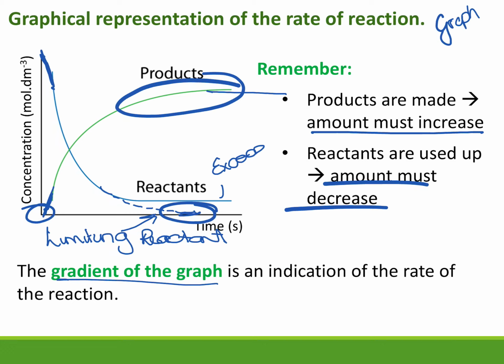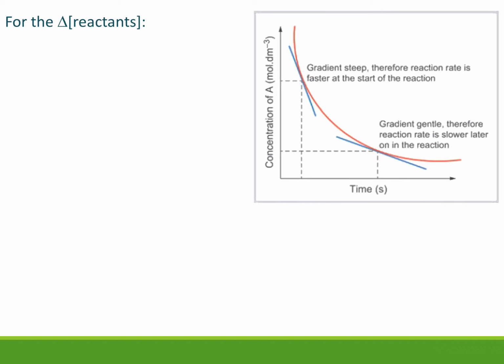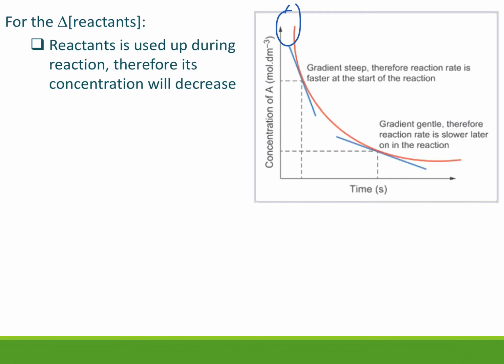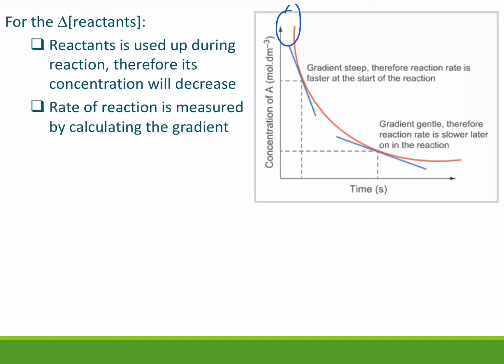Okay? The gradient of the graph is an indication of the rate of the reaction. So the faster it's going, the steeper the graph, which we're going to look at here. So if we look at the reactants, this is concentration, so we're using up. Don't worry about the fact that it didn't start on the y-axis, it really doesn't matter. But we always use up the reactants, so it's decreasing, and you can see it's getting less and less and less. The rate of reaction is measured by calculating the gradient.